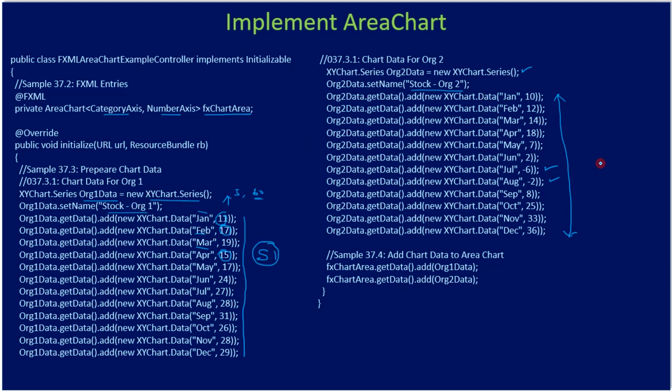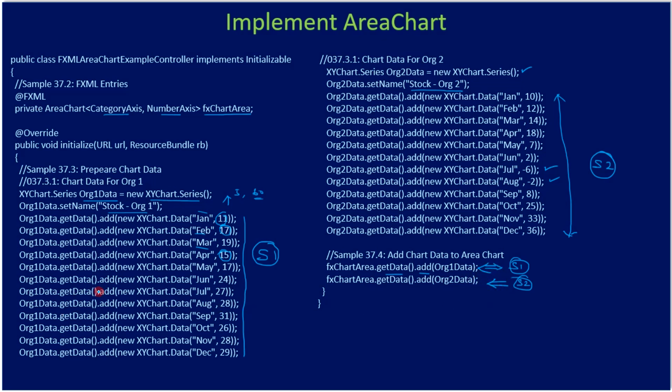And once these series are ready, this is series 1 that defines stock price for organization 1, and this one will be series 2, and that records the change in trend of stock price from January to December. Right, and finally this is our fx chart area. FxChartArea.getData.add. Here we are adding our series 1, then we are adding series 2 for our area chart.